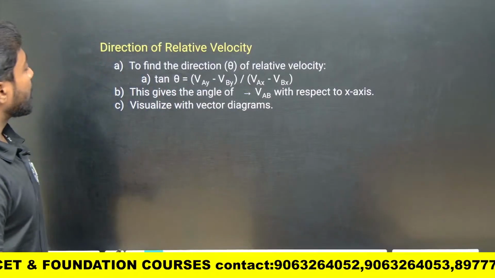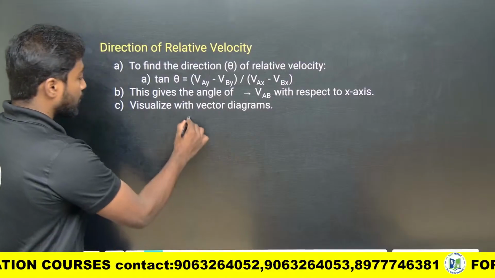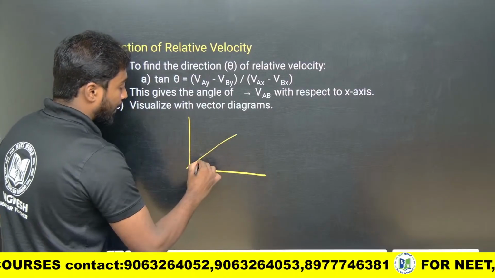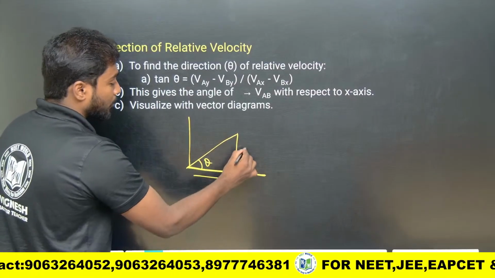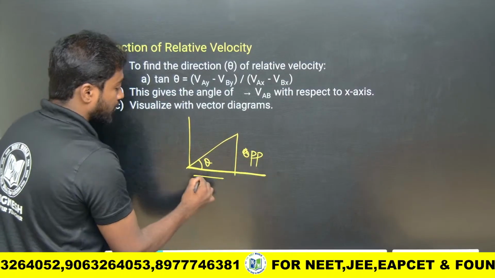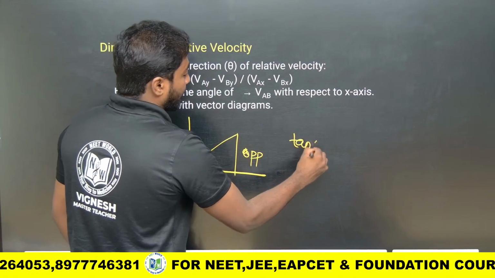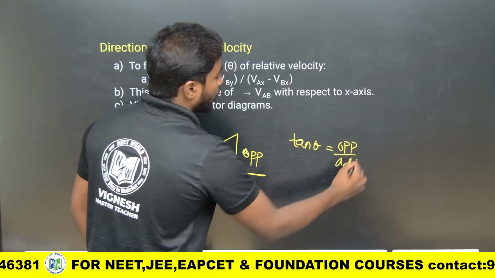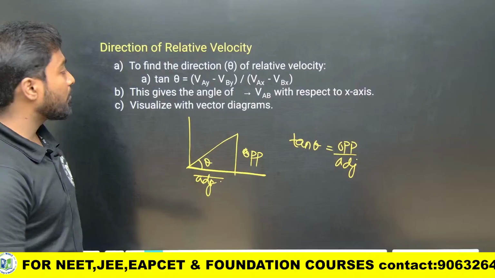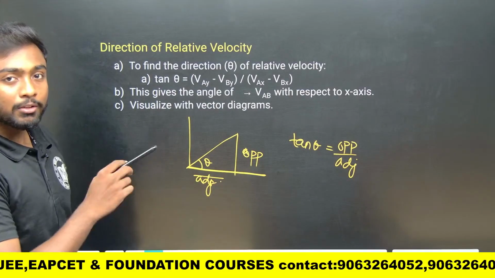So for the direction of relative velocity, if I want to find the angle, this is opposite, this is adjacent. So tan theta, I can use, tan theta is equal to opposite by adjacent. See guys, no need to worry, whatever you have learned in vectors, only that we are going to use in relative motion in two dimensions.